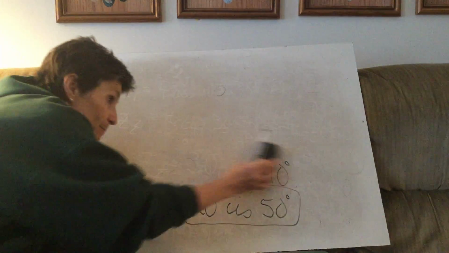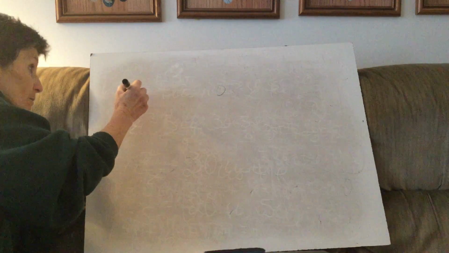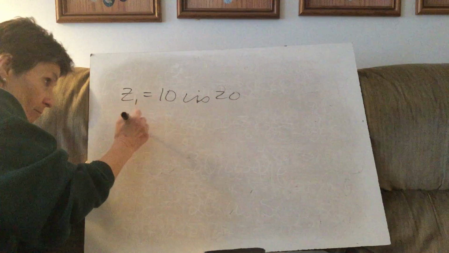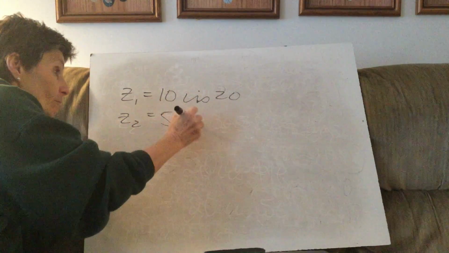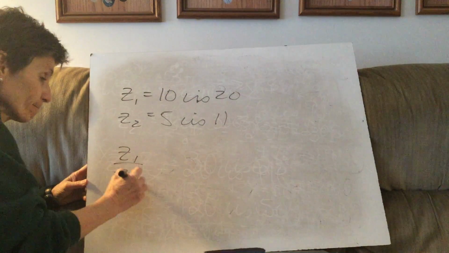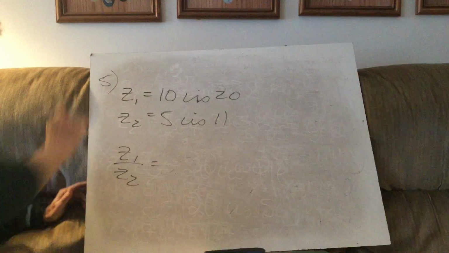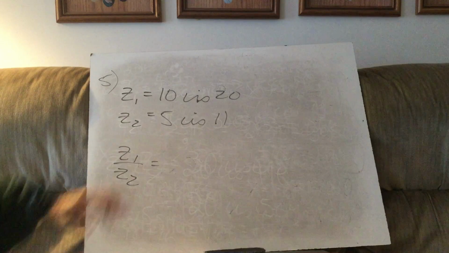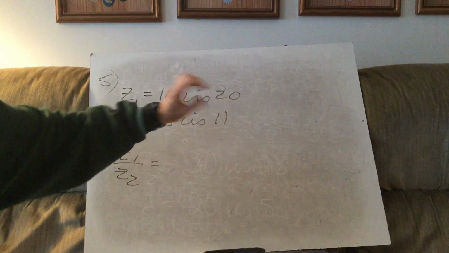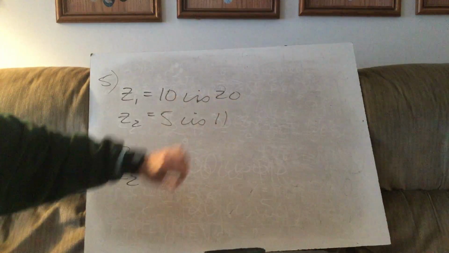Now, the next section deals with division. It says find the quotient. So we're going to divide these two numbers now. I want you to look back up at your notes for problem 4. This is problem 5. For problem 4, when we were finding the product, we multiplied these and we added these. That's how we did the multiplication. We multiplied the r's and we added the angles.